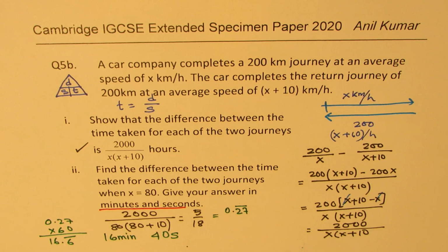So that is a trick to do with the recurring numbers, right? So we get 16 minutes and 40 seconds as our answer for the difference of time. I hope that makes sense. Now let's move on to question number 6.